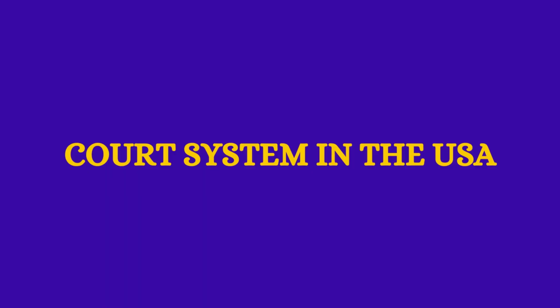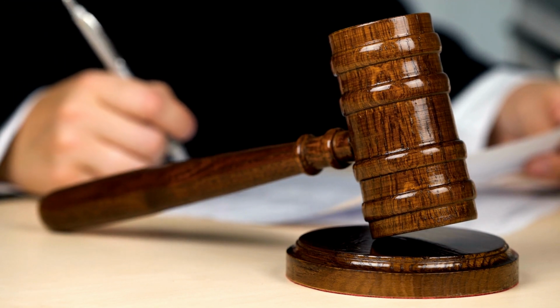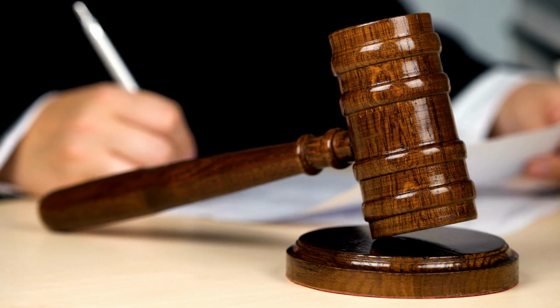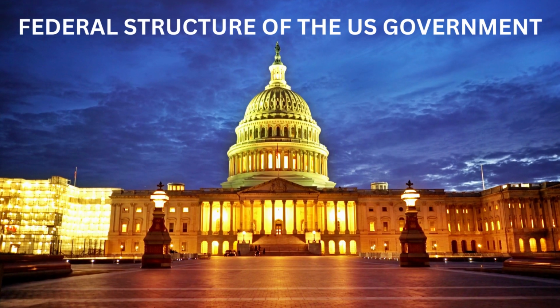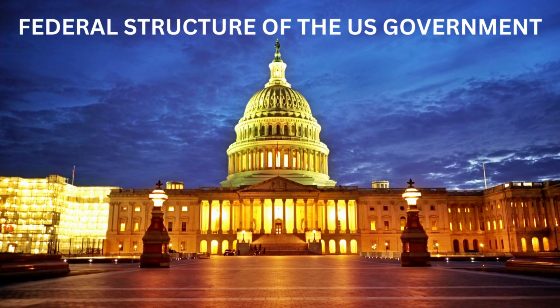Friends, in today's video, we will learn about the two distinct and separate court systems that exist in the United States. In the US, the two distinct court systems are the federal court system and the state court system. The reason for this distinction is because of the federal structure of the US government.